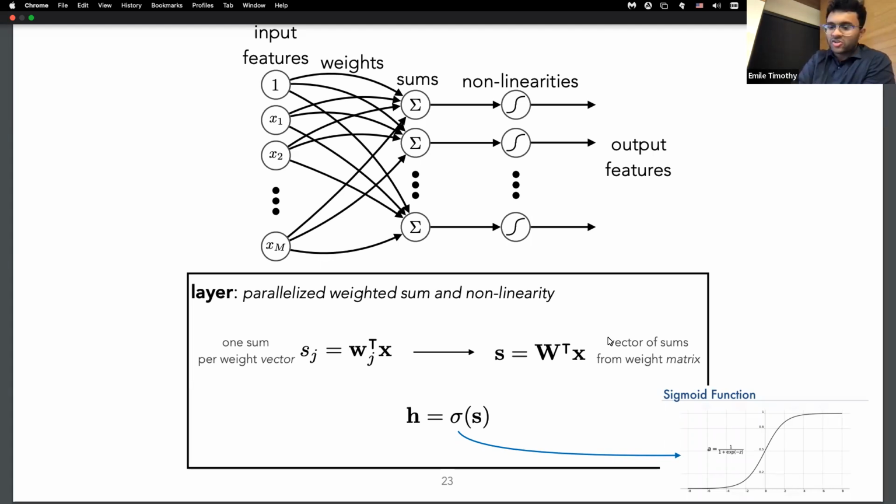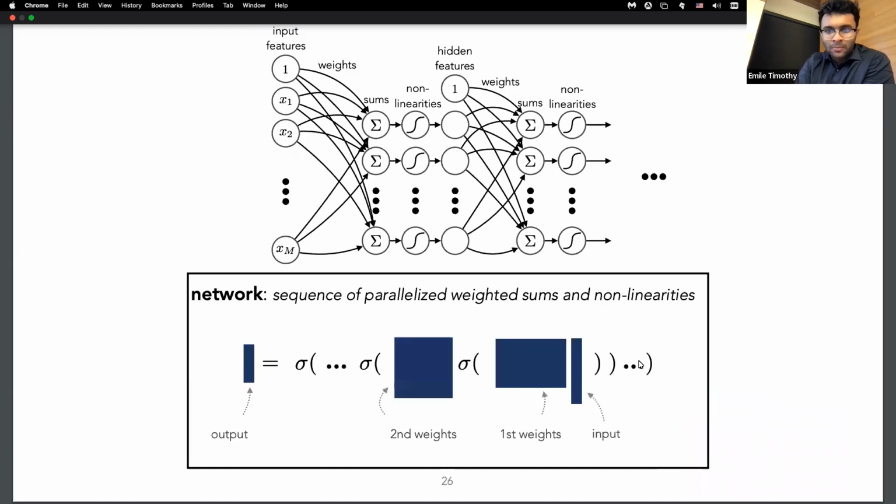And here the sigmoid function is given by 1 over 1 plus e to the negative x. It's given by this S-shaped curve on the bottom right. And then a network is: you have an input, you have many hidden layers over here, you have many weights, and you have an output.